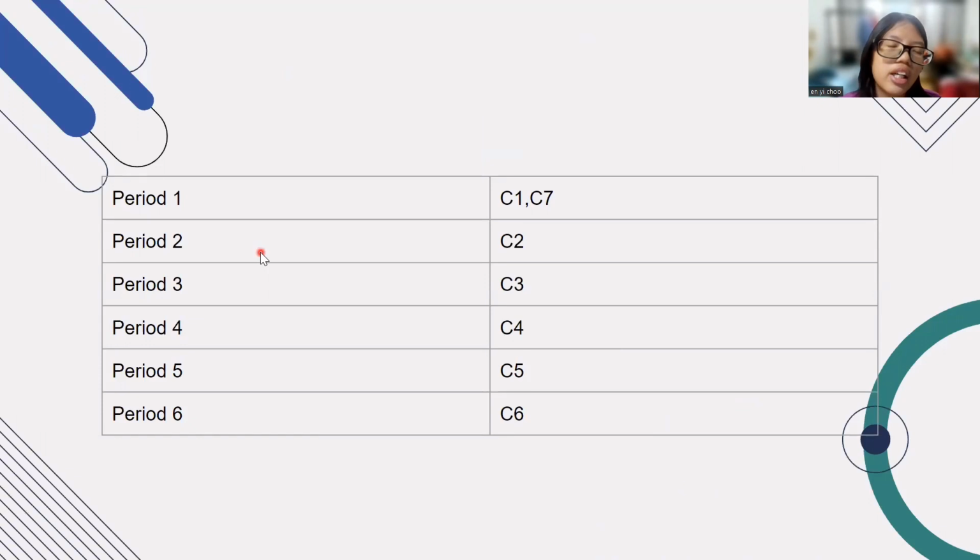After that, I can categorize it into different periods. For example, I know that I can have the same examination time for course 1 and course 7 because they do not have a similar subject. However, we need to separate them from course 2, course 3, course 4, course 5, and course 6 because they have similar subjects that clash with one another. So this is the solution of question 2.